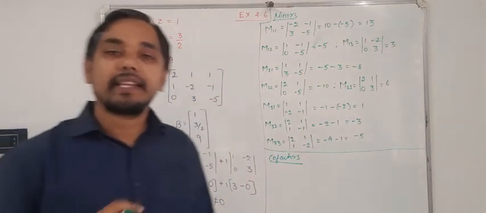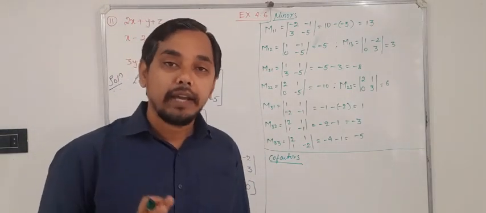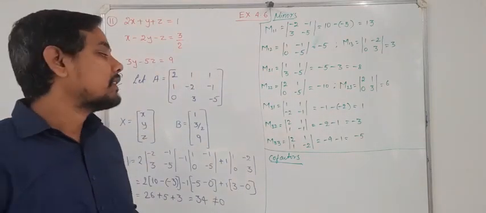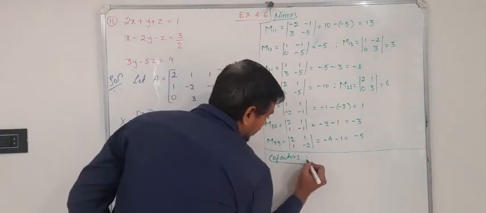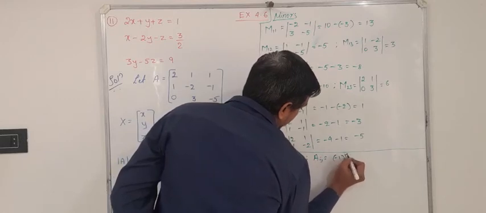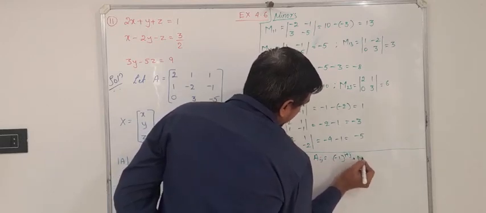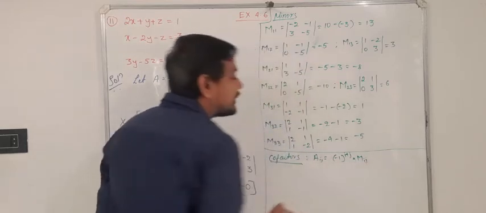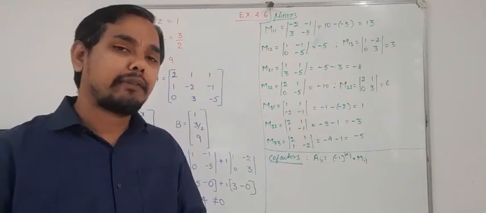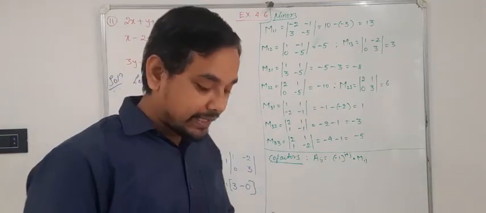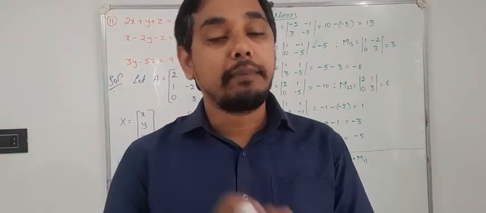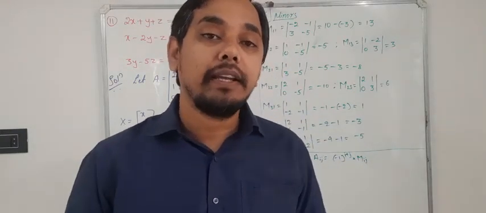Cofactor Aij is minus 1 to the power of i plus j into Mij. Right? So we already know the formula. Based on that, directly I will write the answers. If you substitute the values in this formula, you are going to get the values of Aij, that is A11, A12, A13, everything. And already I said, if i plus j is even, Mij will be your Aij. If i plus j is odd, Mij will be negative of Aij.